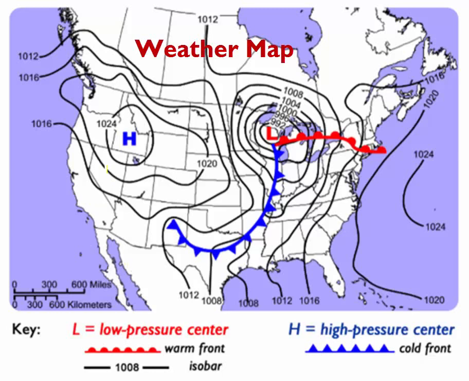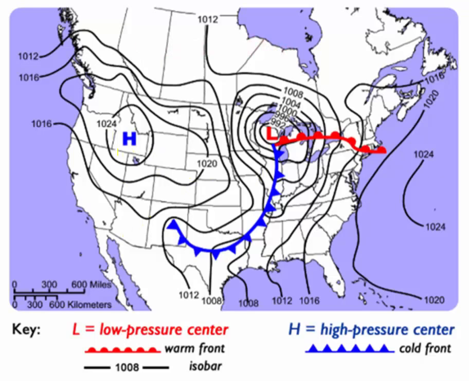Hi class, just a quick video explaining weather maps and the highs and lows, and what do these lines with the numbers on them mean, and what do these highs and lows and these numbers mean for airflow and for weather in the different areas on the map.